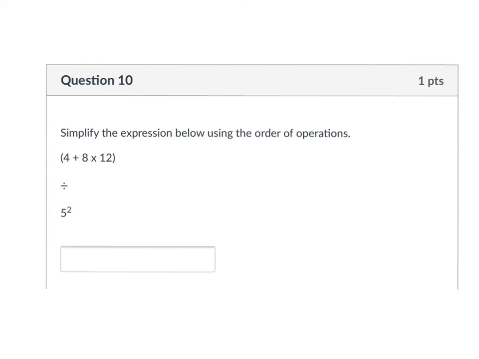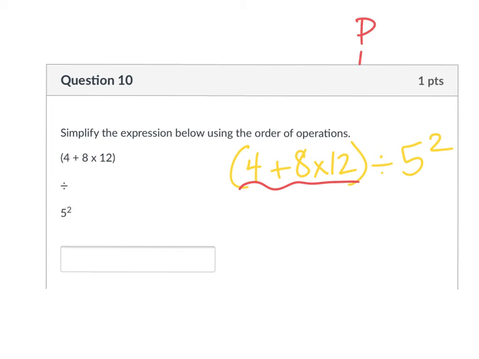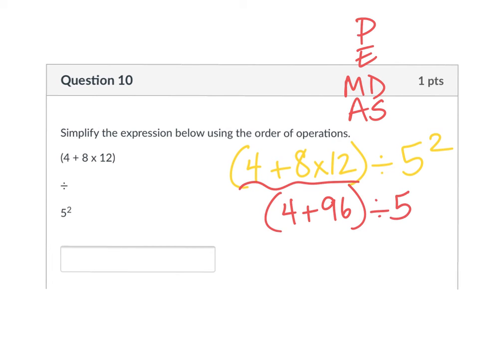Simplify the expression using the order of operations. So again, I'm going to start by writing it out so I can work through each part. I need to go into the parentheses first, and my order of operations tells me that I need to do that multiplication first. So I'm going to do 8 times 12. 8 times 12 is 96. And then I need to do that other operation within the parentheses, 4 plus 96. I'm going to get 100.